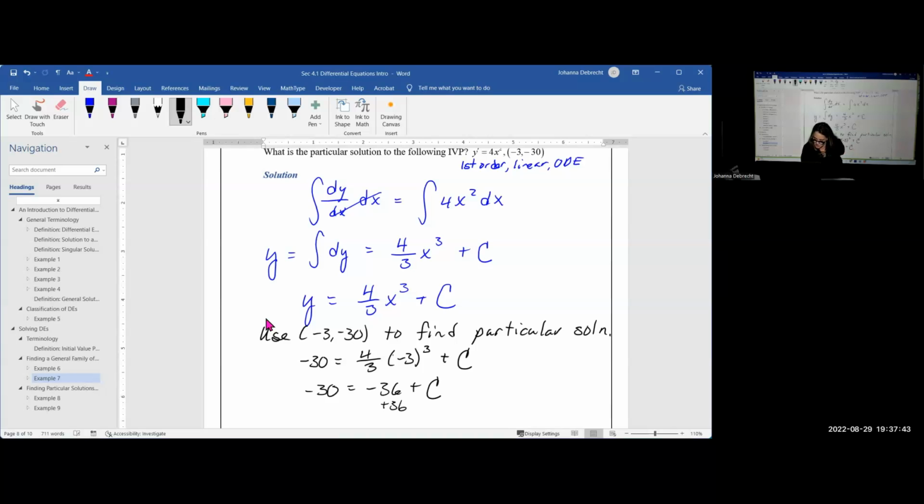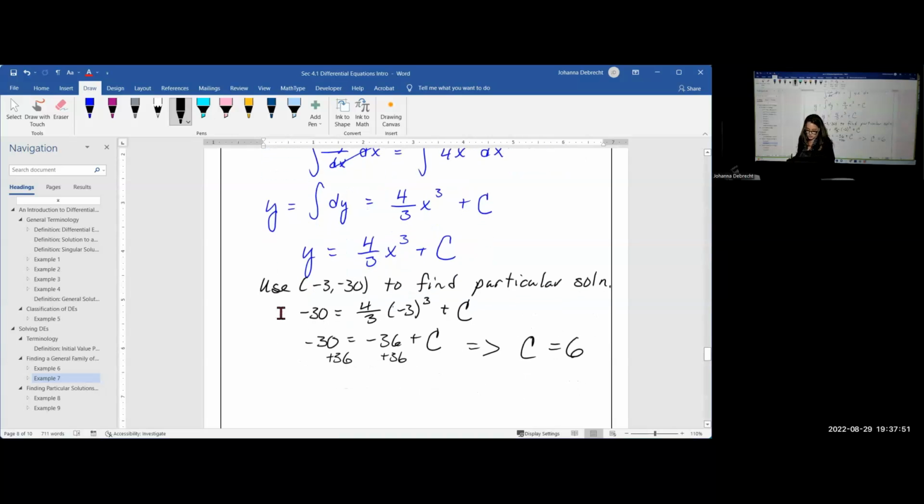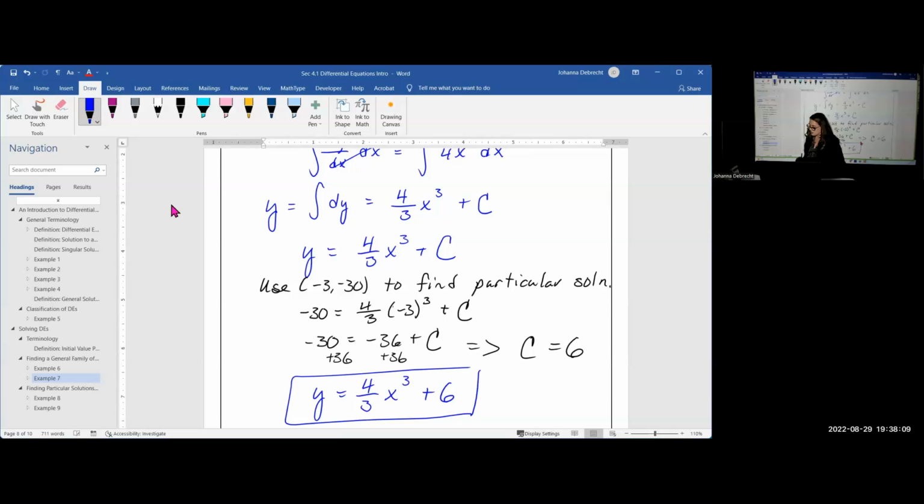Add the 36 to both sides. And this implies, of course, that the constant is equal to 6. So then I rewrite the general solution with the new specific value for this initial value problem. And this will be my particular solution. y equals 4/3 x cubed plus 6. And that's the particular solution to that initial value problem. Okay.